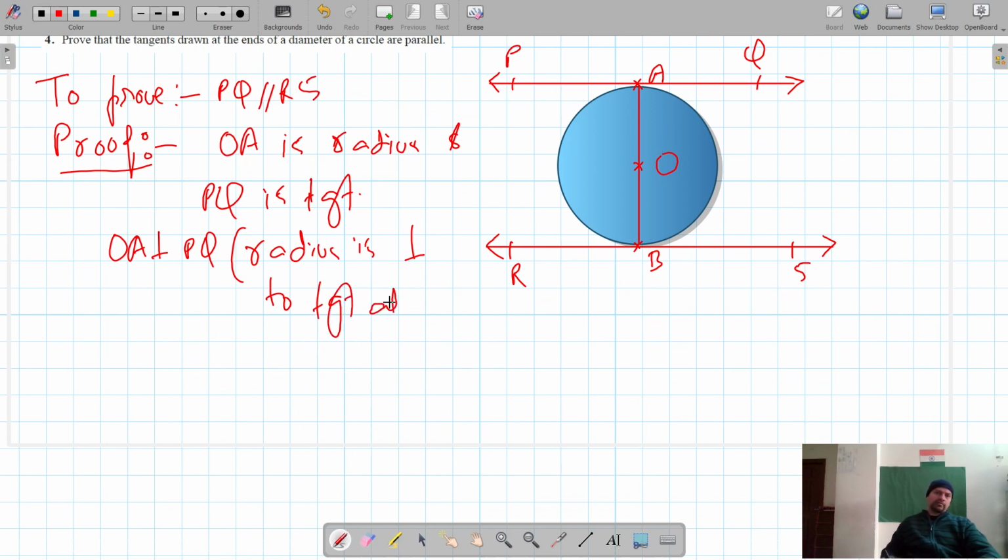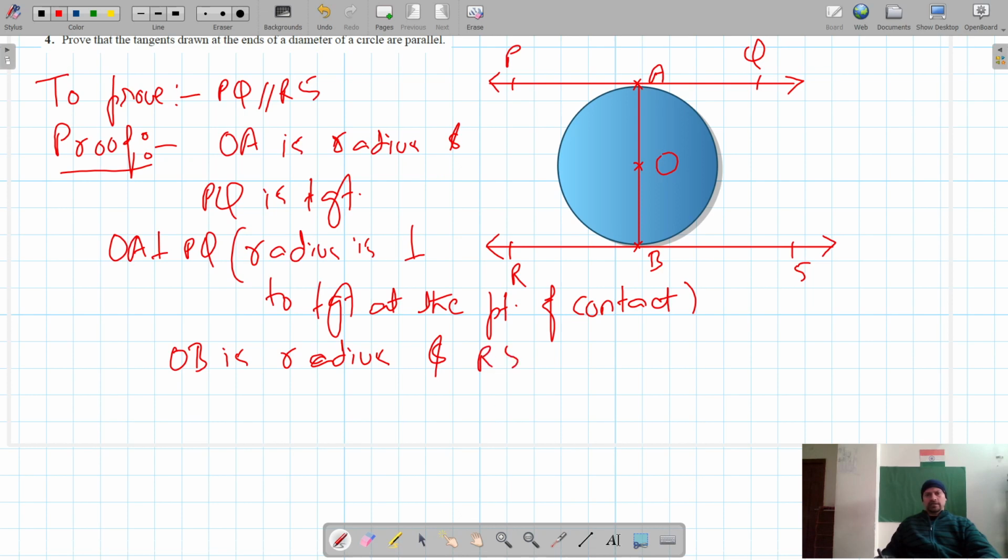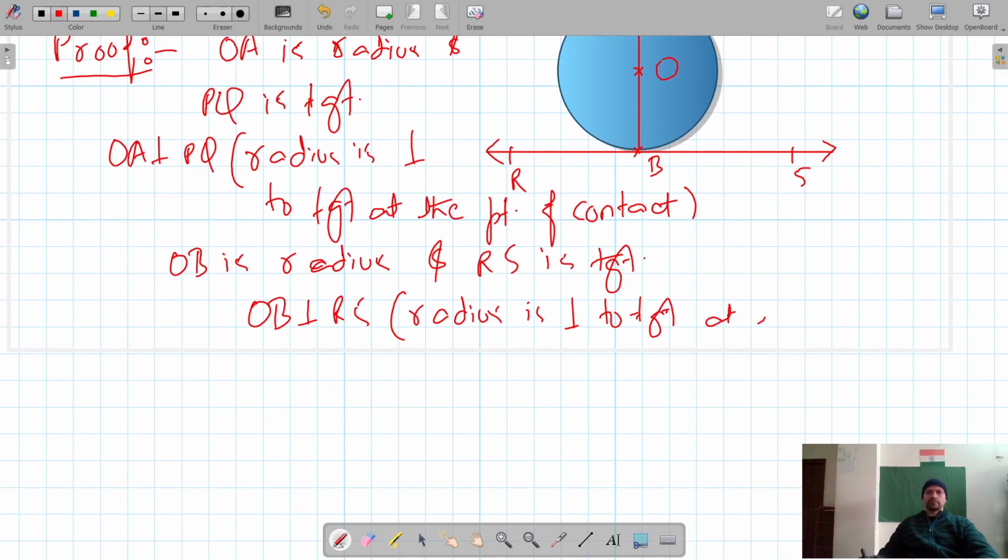The radius is perpendicular to the tangent at the point of contact. Similarly, this OB is a radius and RS is a tangent. So that means OB is perpendicular to RS, because once again the radius is perpendicular to the tangent at the point of contact.